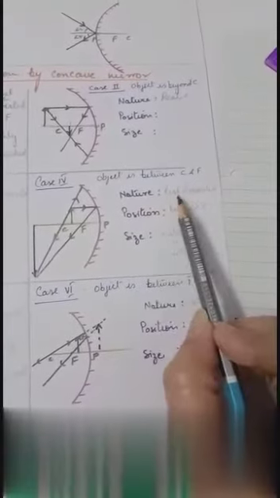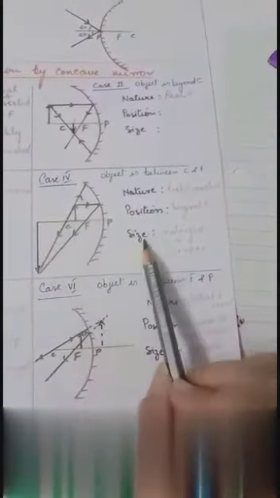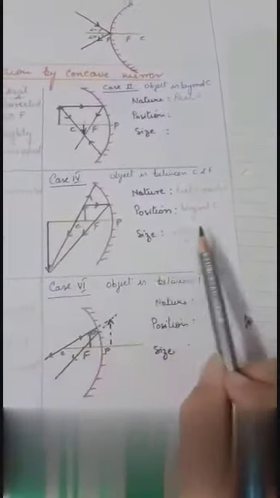Nature of the image is real and inverted. Position is beyond C. Size enlarged or magnified.